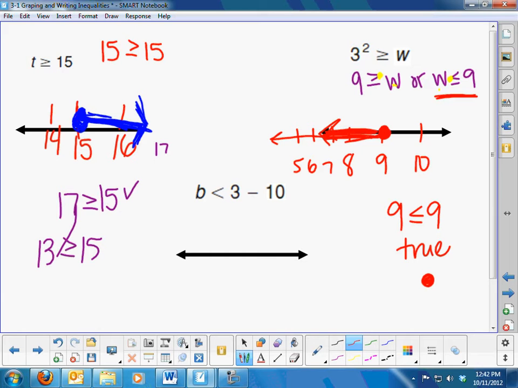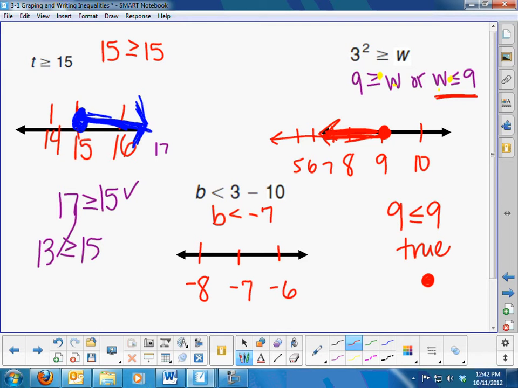last one. b is less than 3 minus 10. Well, I know that 3 minus 10, that's just negative 7. So I have b is less than negative 7. That's my critical point. Goes on my number line. A number that is smaller than negative 7 would be like negative 8. A number that is bigger than negative 7, negative 6.